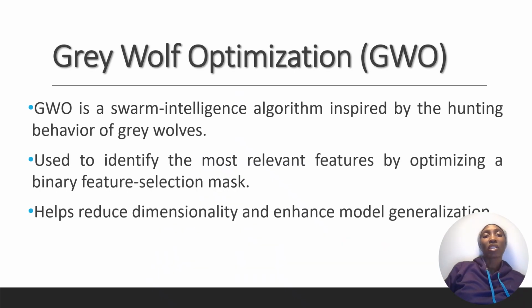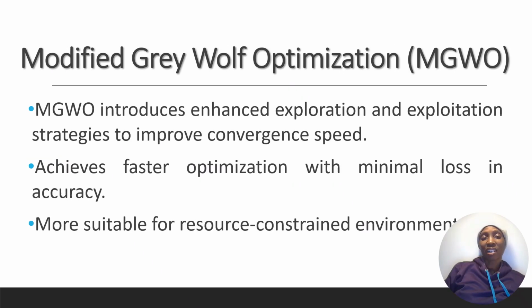The Grey Wolf optimization technique is inspired by the hunting behavior of grey wolves, and it is used to identify the most relevant features by optimizing the binary feature selection mask. It also helps to reduce dimensionality and enhance model generalization. The modified Grey Wolf optimization that was introduced enhanced the exploration and exploitation strategies to improve convergence speed. It also achieved faster optimization with minimal loss in accuracy, and it is more suitable for resource-constrained environments.